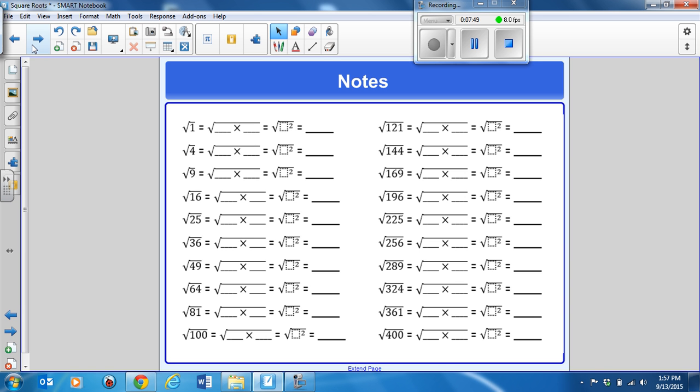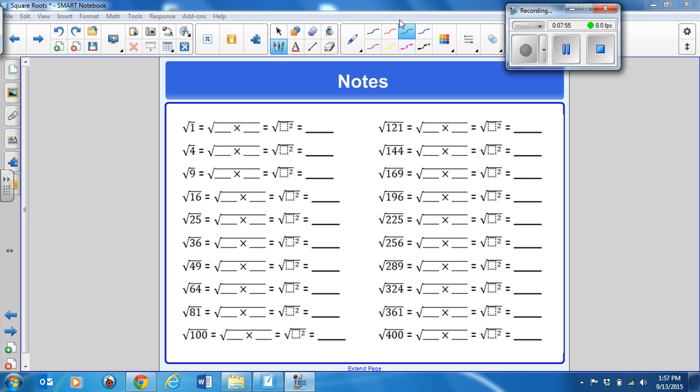Alright, next we have all of our perfect squares here. Well, rather, our square roots. So we're working backwards from our perfect squares. So what I'm going to do is take a moment to fill in some of these, and then I'm going to have you pause the video and do the rest yourself.